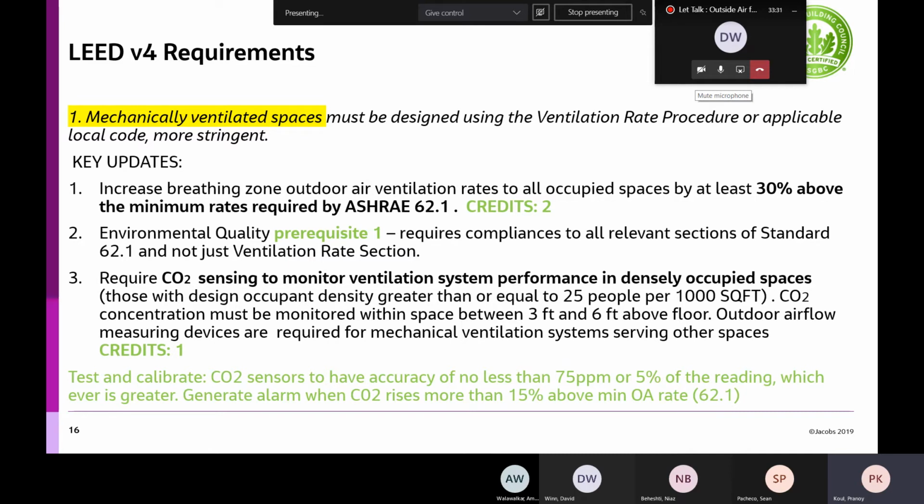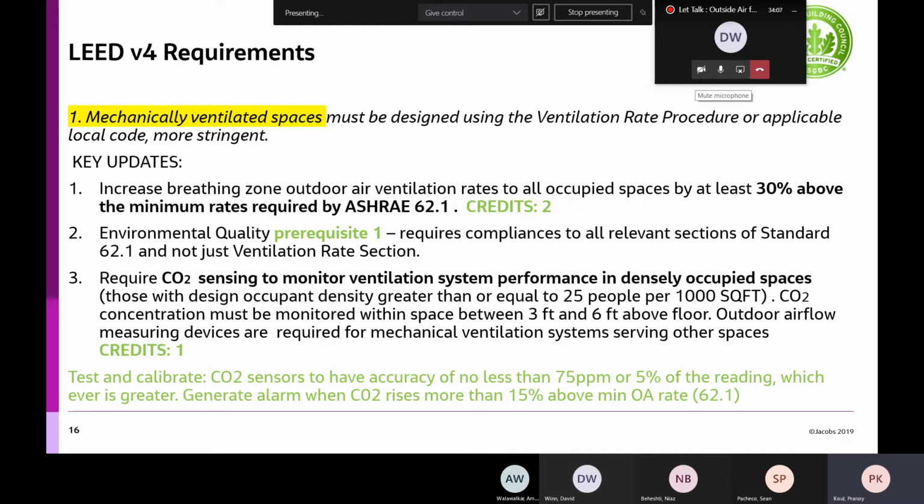So that itself tells me that even LEED is interested in VRP. Some of the key updates with regards to this: I'm going to be talking about the prerequisites, and then the two credits, and then one credit as per the key updates. Talking about prerequisite 1, which is not a credit, please note, the Environmental Quality, or EQ, requires compliance with all relevant sections of Standard 62.1 and not just the ventilation rate procedure section.